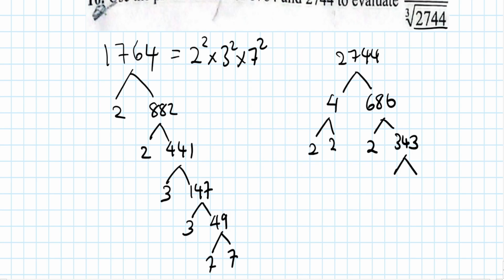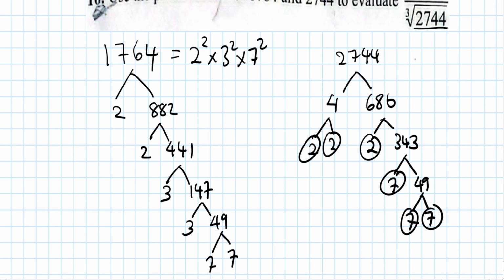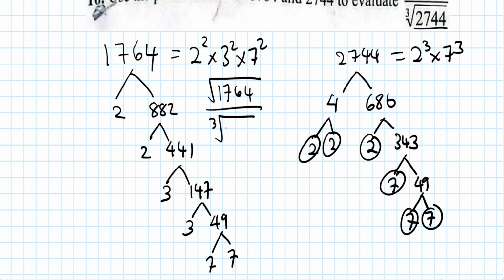Then divide by 3. No, can't divide by 3. 343 divided by 7 is going to give you 49. So you have 49 and 7, then 7 and 7. So these are your prime factors, which will be 2 cubed times 7 cubed. Okay. Now we said we square root it. We square root 1764 divided by the cube root of 2744. Okay.